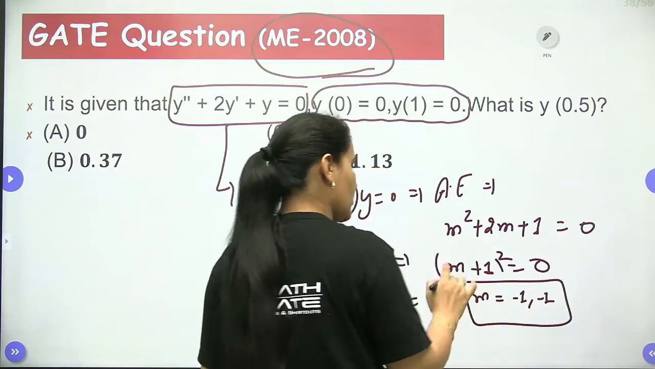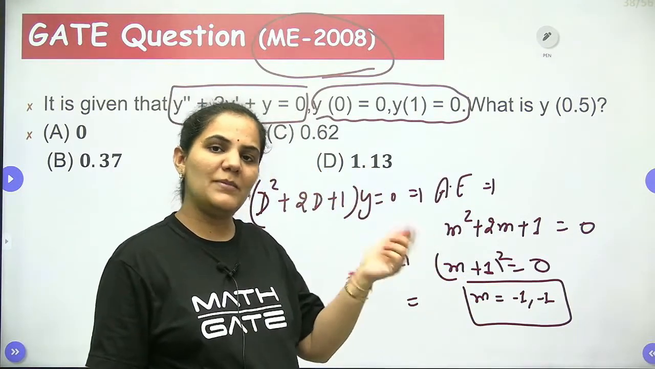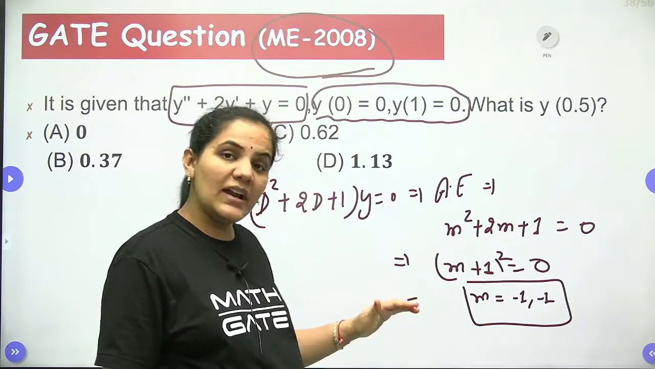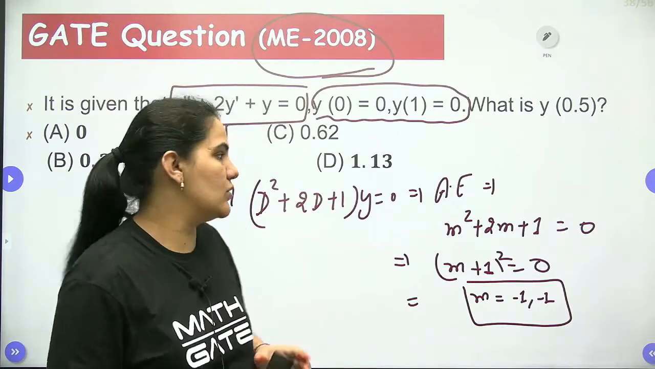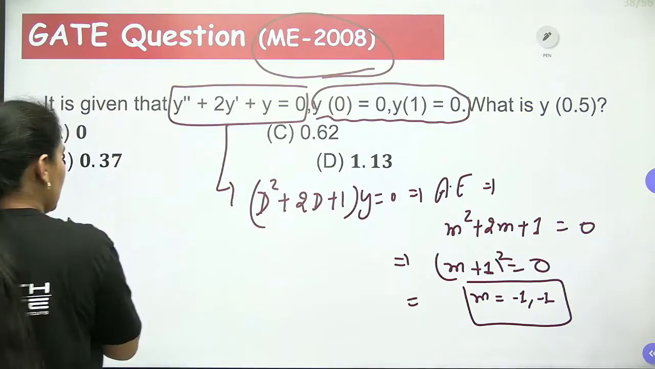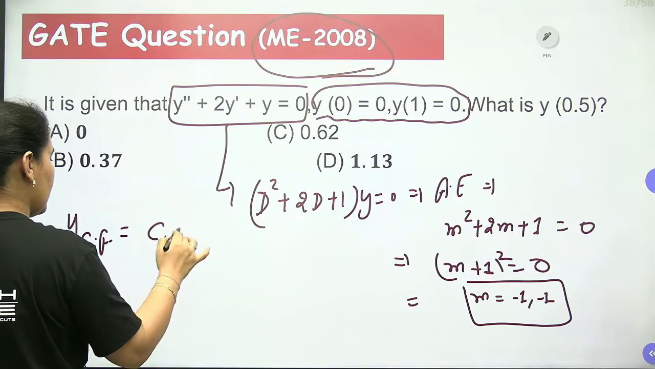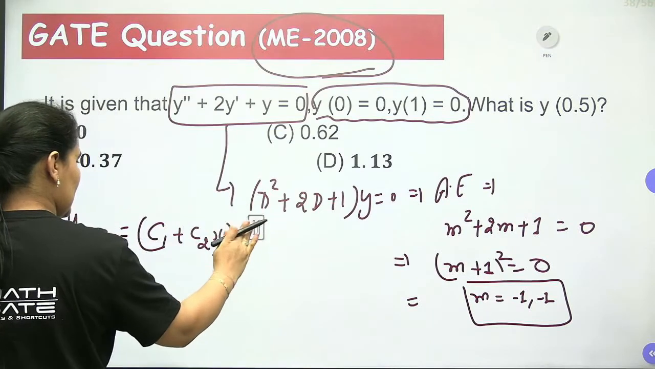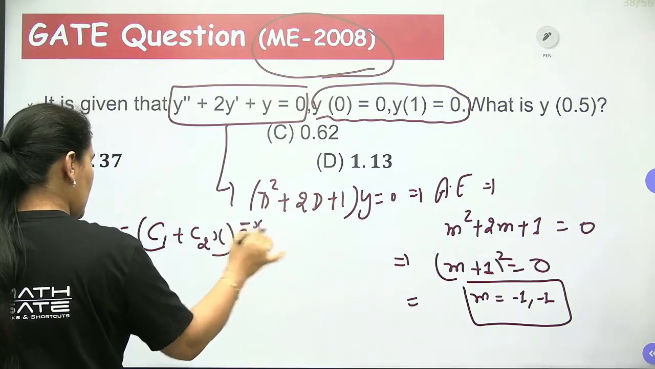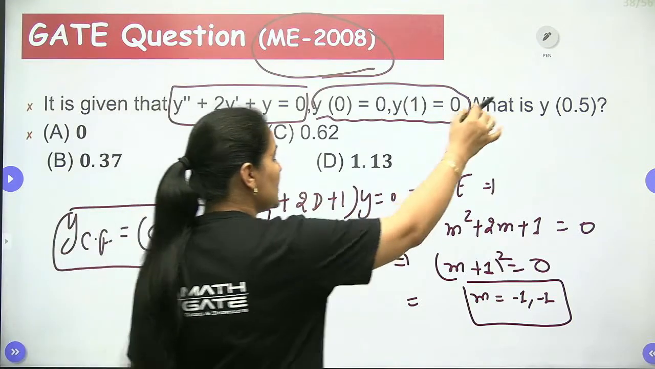So m plus 1 is equal to 0, and it will be minus 1 and minus 1. So we have repeated roots, real and equal roots. What about real and equal roots? When we approach it, the YCF will be C1 plus C2x, e to the power minus x. C1 plus C2x, e to the power minus x will be your CF only, guys.